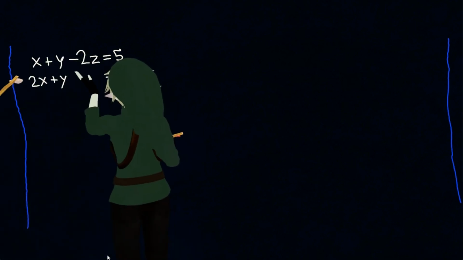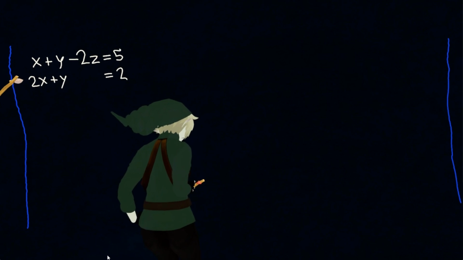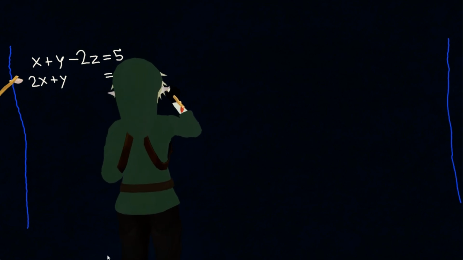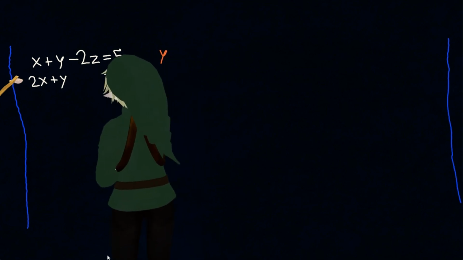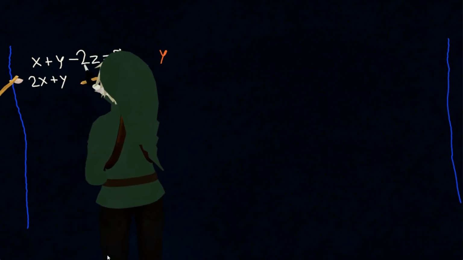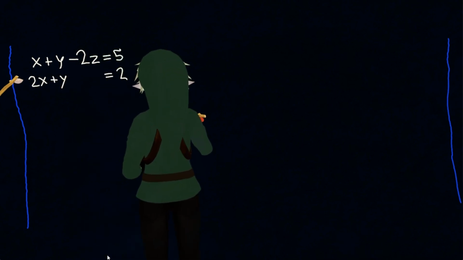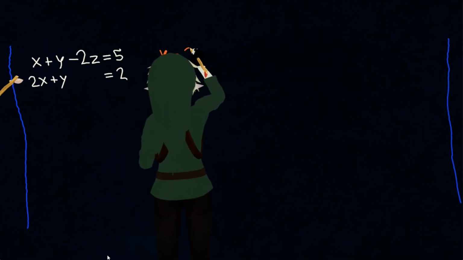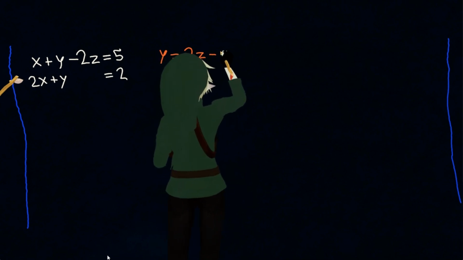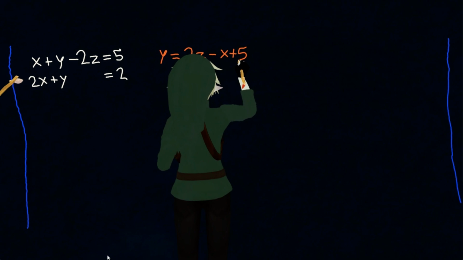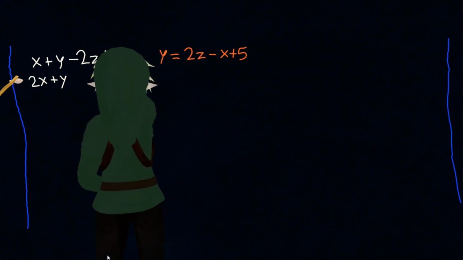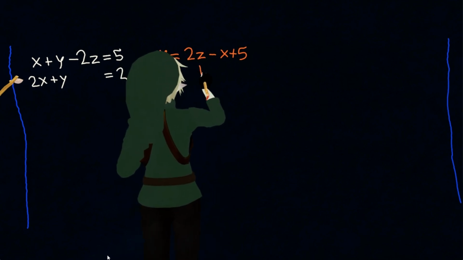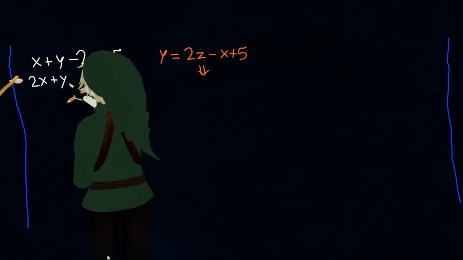So to do this, I'm going to rearrange this equation here. Since y is lonely, we'll go ahead and let y... So again, I'm just rearranging this top equation here. So I'm going to move everything to the other side. y is equal to 2z minus x plus 5. Okay, so we're just rearranging this equation here. And now that we have this, we can go ahead and plug it in here.